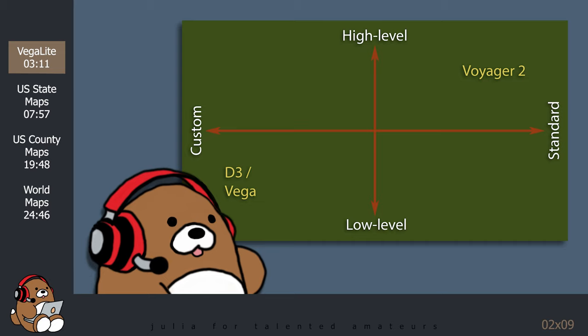Voyager 2/Data Voyager requires little to no coding experience, so it's easy to use, but difficult to customize. VegaLite sits somewhere in between. Of all of the plotting packages that we've looked at so far in this tutorial series, VegaLite is the most different. Not in a good way or a bad way, just different.